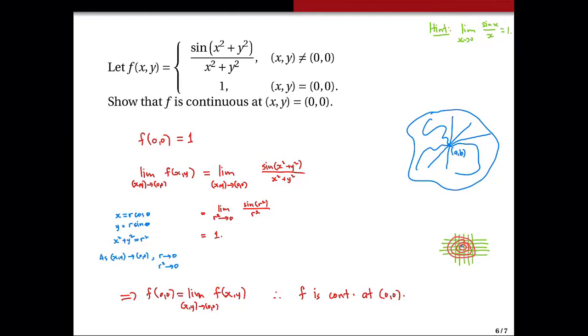Therefore, when you convert from rectangular to polar, you are considering all points. You are considering all possible curves that pass through that point. Because, like I said, when you convert, the point can be represented in terms of a radius and an angle. Is that clear?